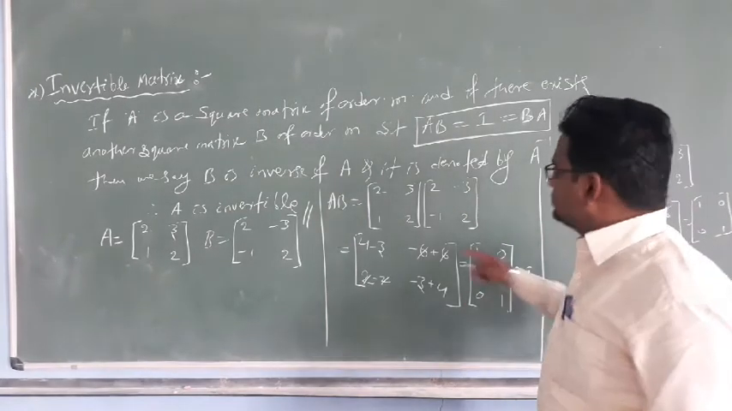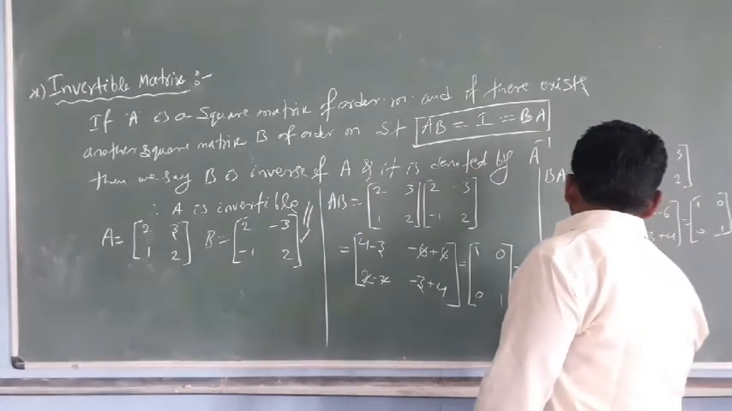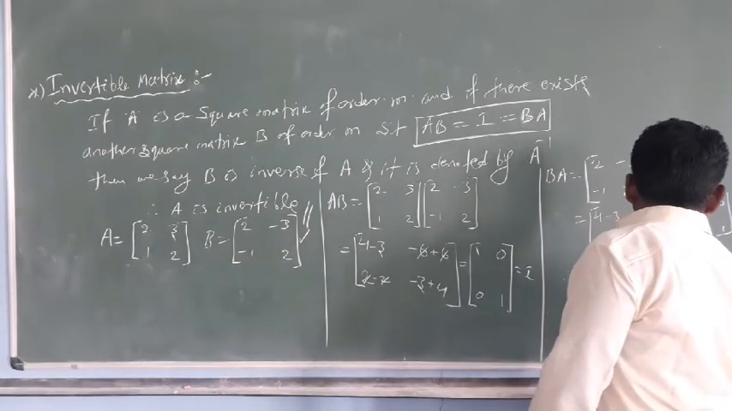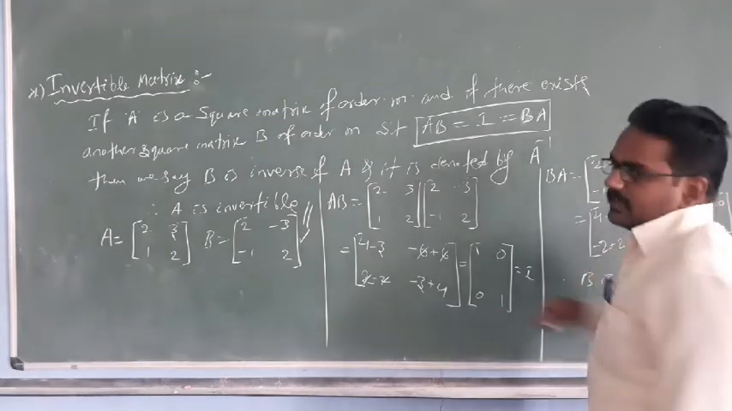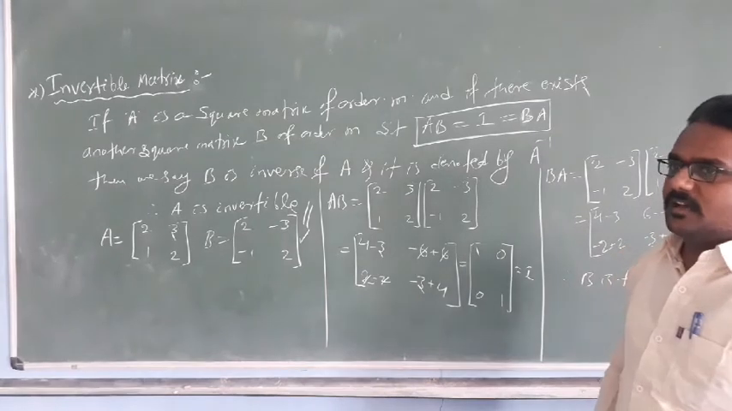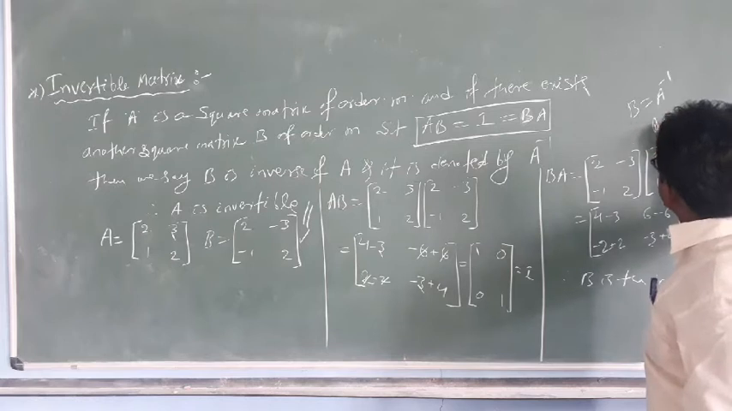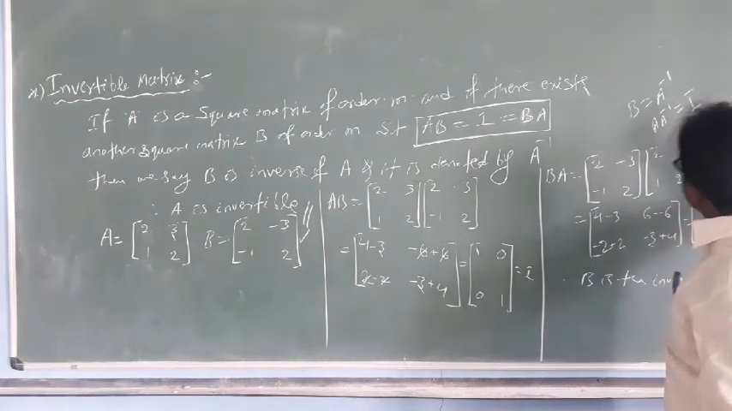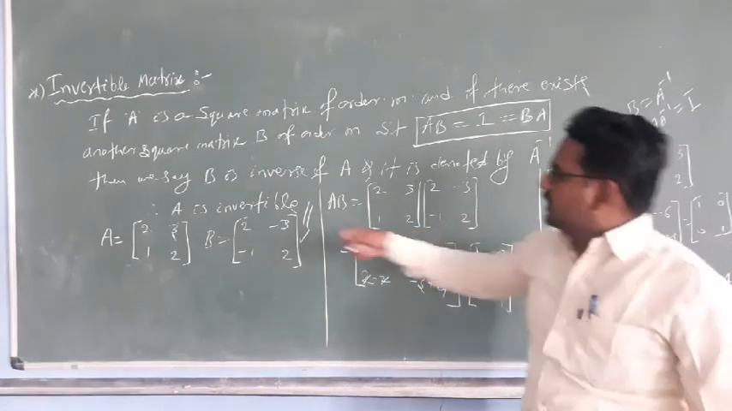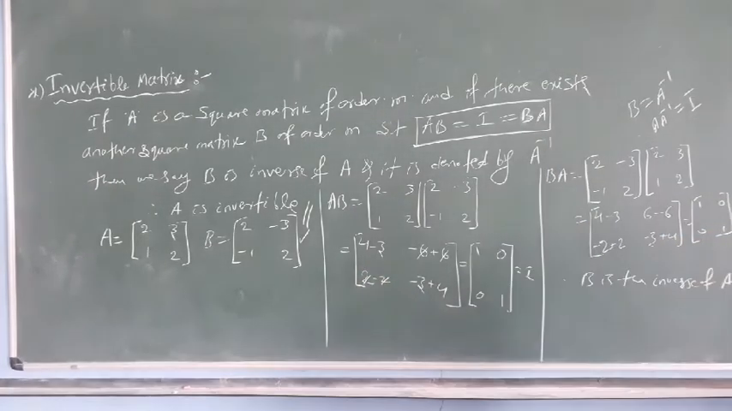Thus B is the inverse of A. We can represent this B as A inverse. Therefore A into A inverse is always I, that is the identity matrix of the same order as that of the given matrix A. This is the invertible matrix, students.